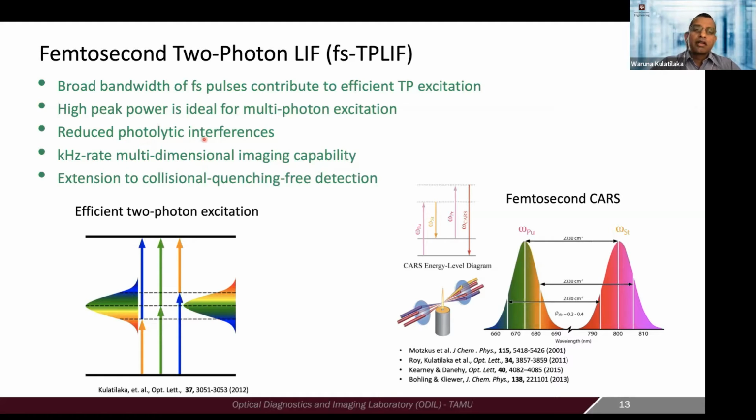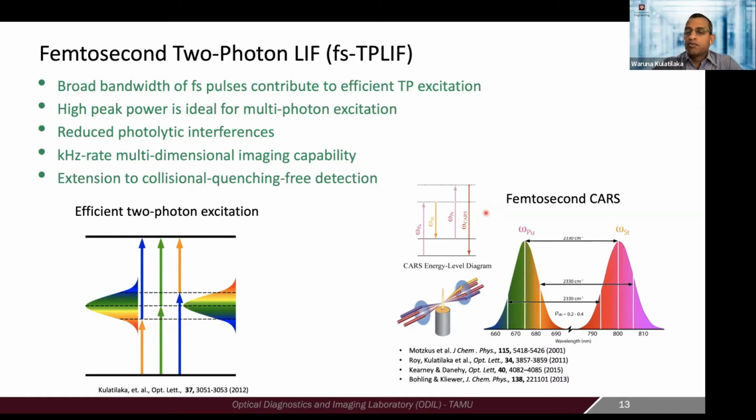You reduce photolytic interferences, as I showed in those previous examples, because of the high peak power, but the total energy is significantly lower. These lasers operate at kHz rate, so you can do kHz-rate imaging. And because of the short pulse excitation, you can do time-resolved imaging, and sometimes you can even think about applying methods for quenching correction, so quenching-free measurements.